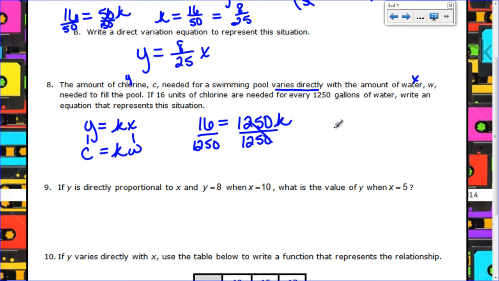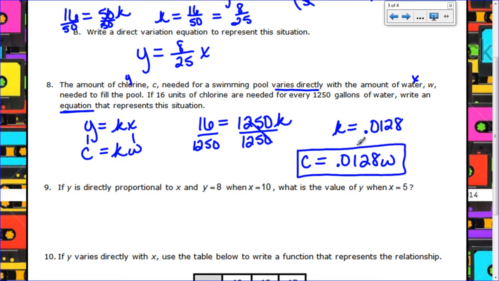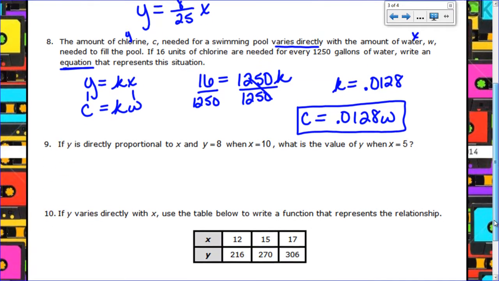And when I do, I get that k is equal to 0.0128. But I'm not done because it says write an equation. So I have to say c equals 0.0128w. And I'm using those two variables because that's what they gave me in the problem, and so I need to use the notation they're giving me.